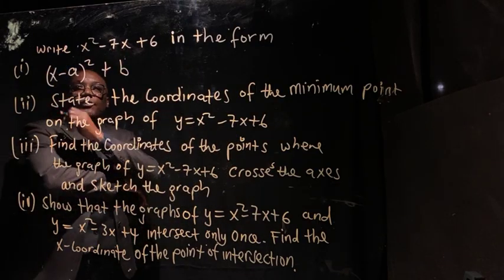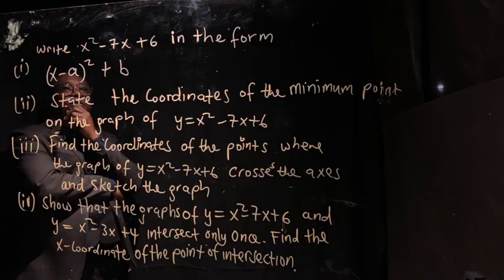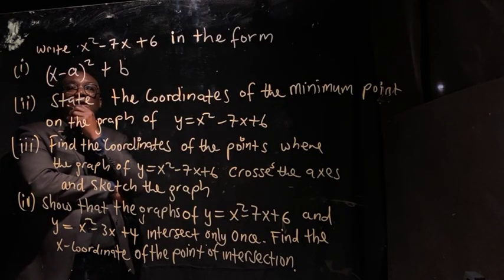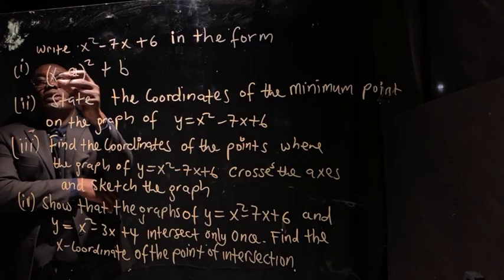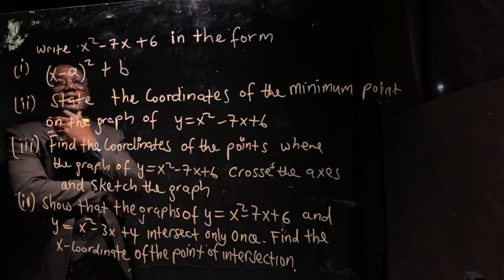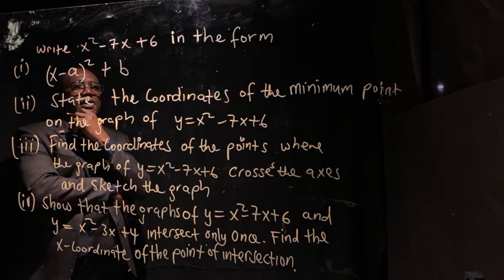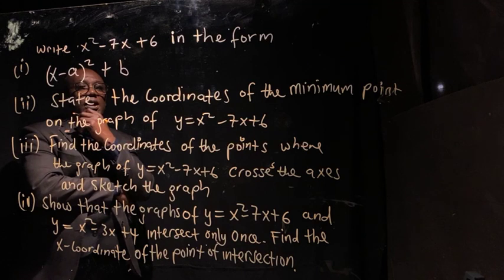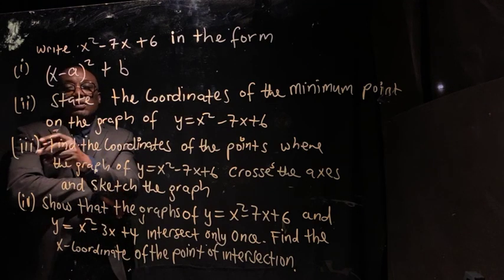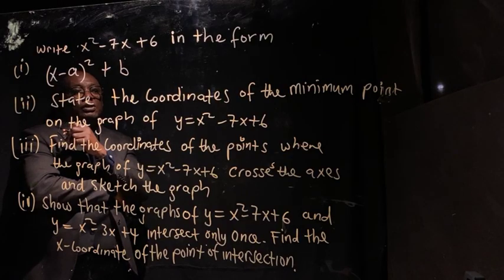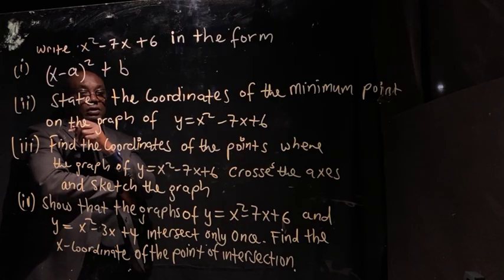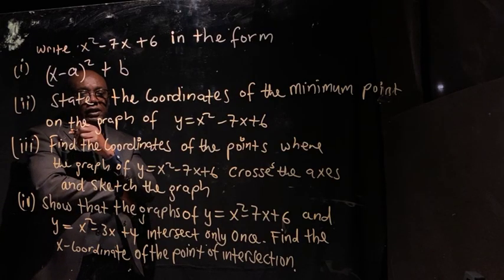I'll read it again. Write x squared minus 7x plus 6 in the form, the first one, (x minus a) all in brackets raised to the power 2 plus b. State the coordinates of the minimum point on the graph whose equation is y equals x squared minus 7x plus 6. The third one, find the coordinates of the points where the graph of y equals x squared minus 7x plus 6 crosses the axis, and sketch the graph.